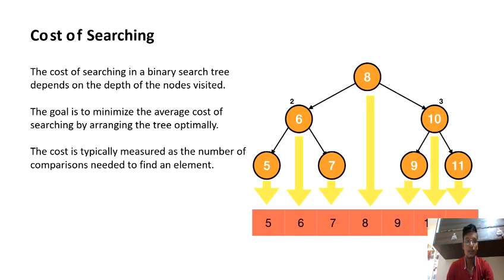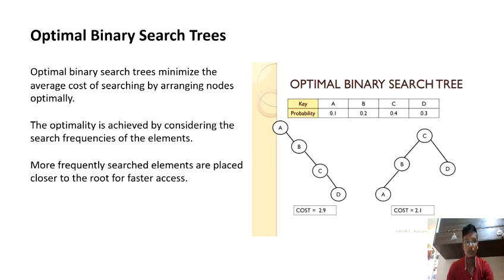Cost of searching. The cost of searching in a binary tree depends on the depth of the nodes visited. The goal is to minimize the average cost of searching by arranging the tree optimally. The cost is typically measured as the number of comparisons needed to find an element. You can see in the diagram.